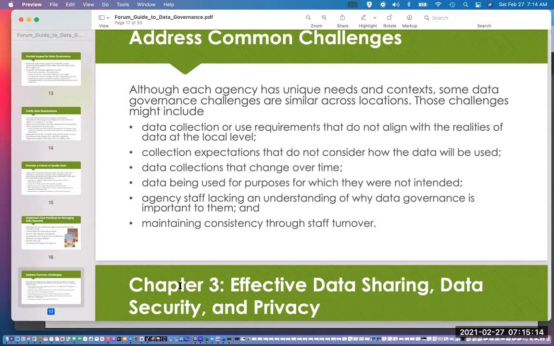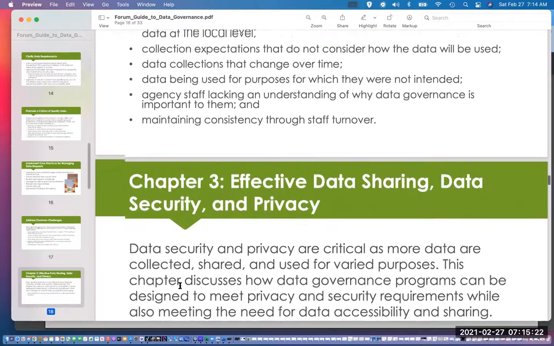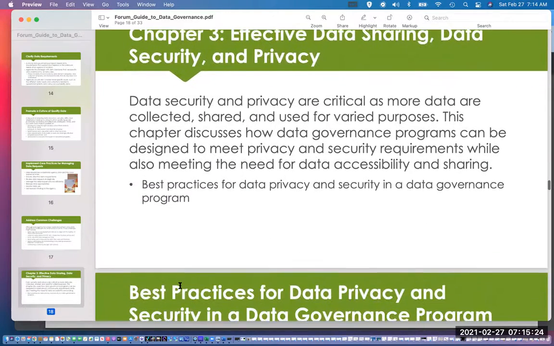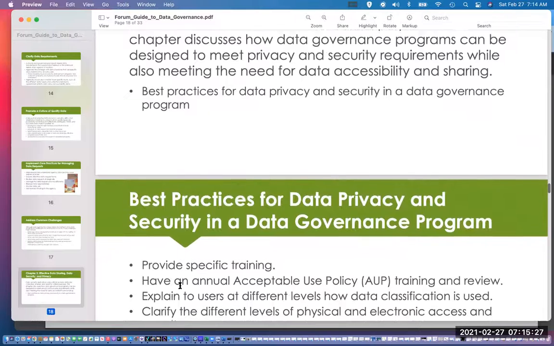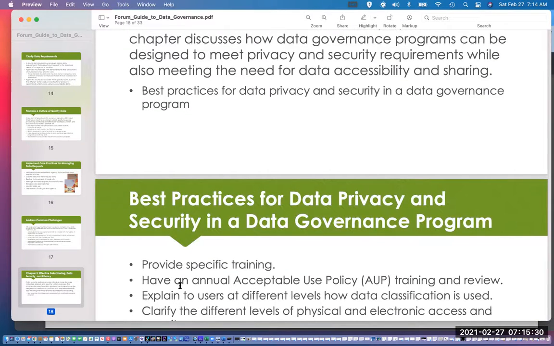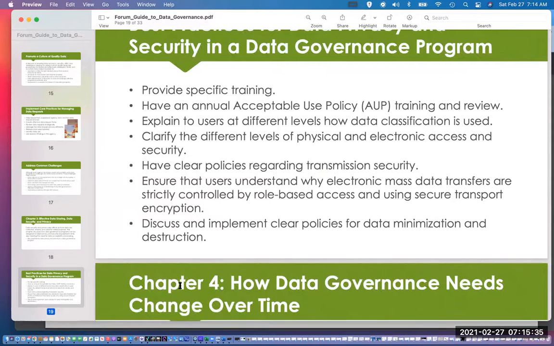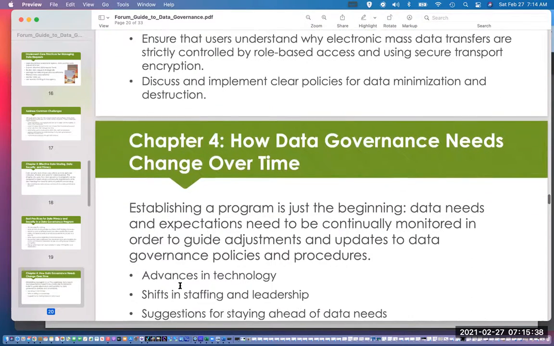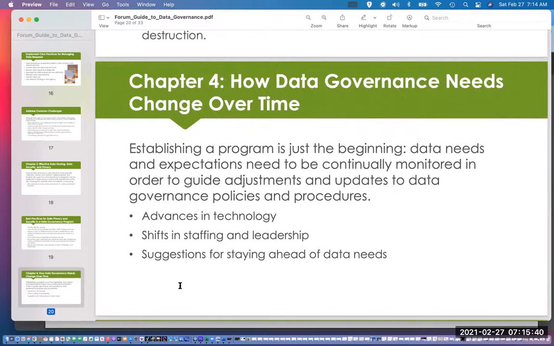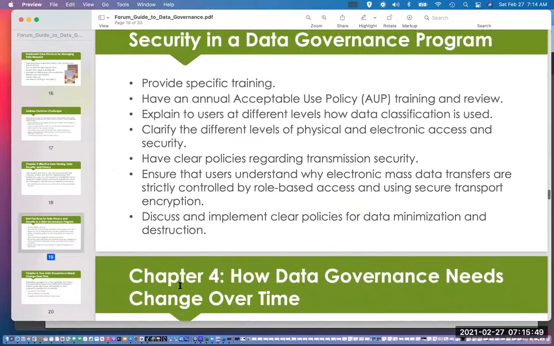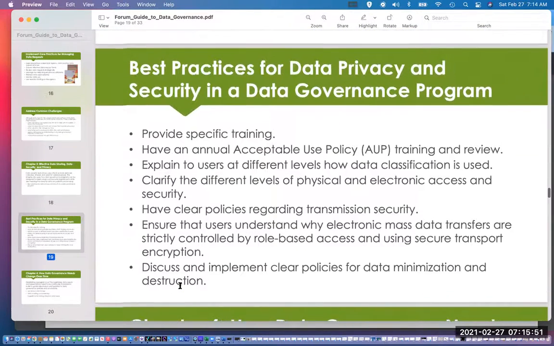Although each agency has unique needs and contexts, some data governance challenges are similar across locations. Those challenges might include data collection or use requirements that do not align with the realities of data at the local level, collection expectations that do not consider how the data will be used, data collections that change over time, data being used for purposes for which they were not intended, agency staff lacking an understanding of why data governance is important to them, and maintaining consistency through staff turnover.